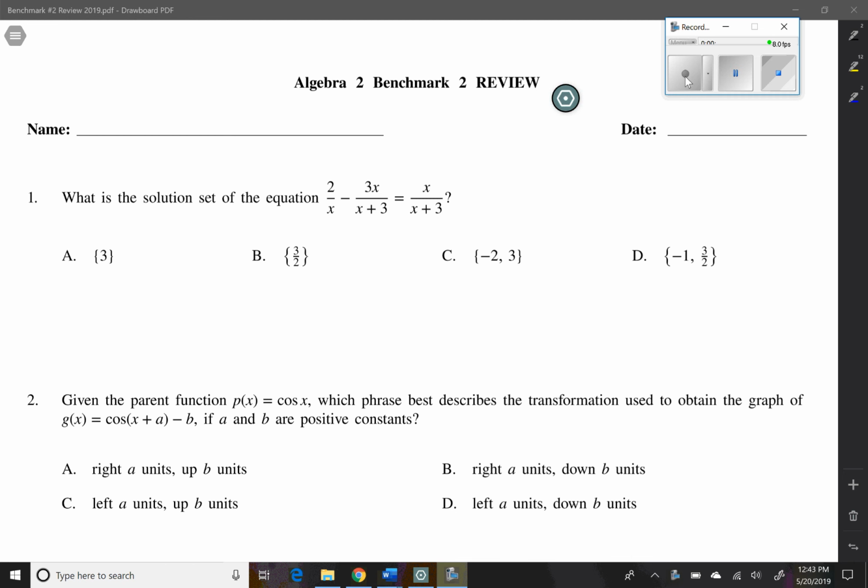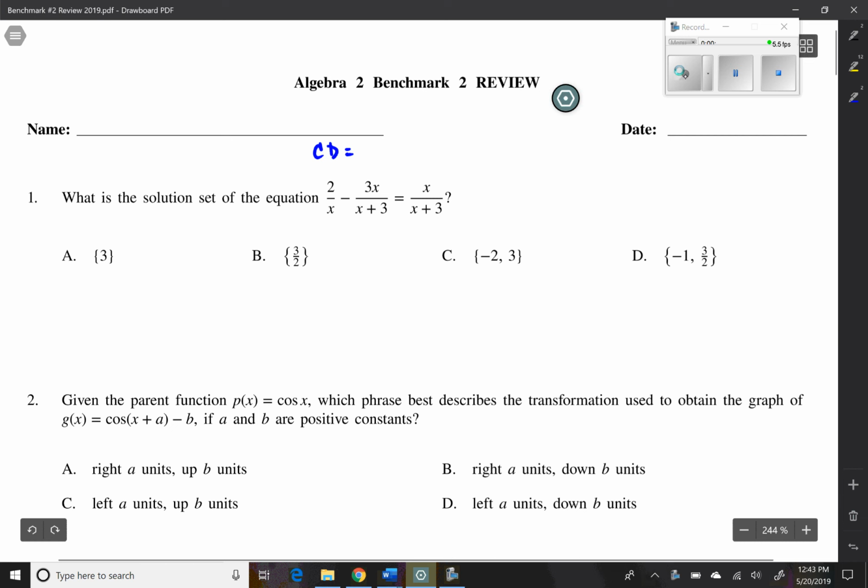So one of the things that we learned this year was that with rational expressions, we want to have a common denominator. So the common denominator we're going to have here is going to be x times x plus 3. If I want to rewrite all three of these fractions with that denominator, the first one I'm going to have to multiply x plus 3 to both the top and bottom. The second one I'm going to have to just multiply x by, and the last fraction I'm going to have to, again, just multiply x by.